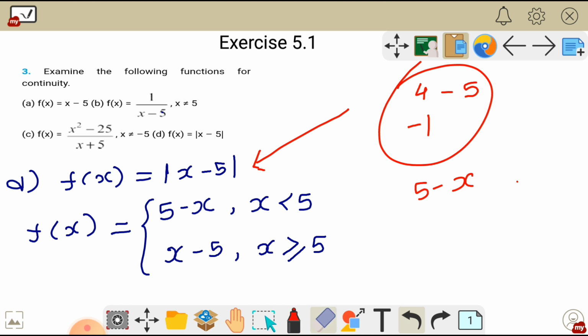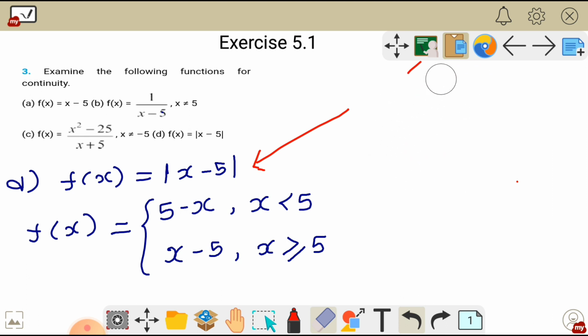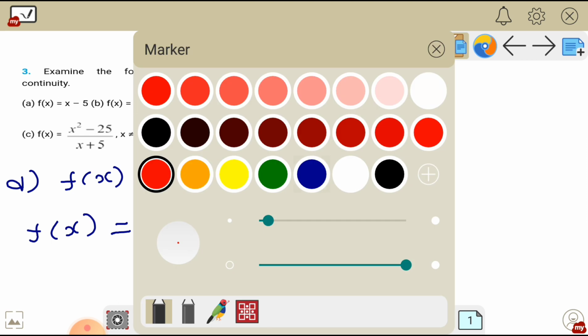So this is the simple explanation, and you have already learned the modulus function in relation and function also. So it is easy for you. Now let us continue.